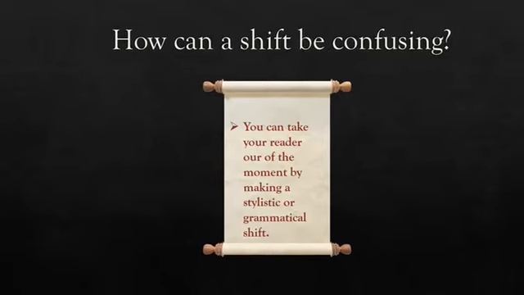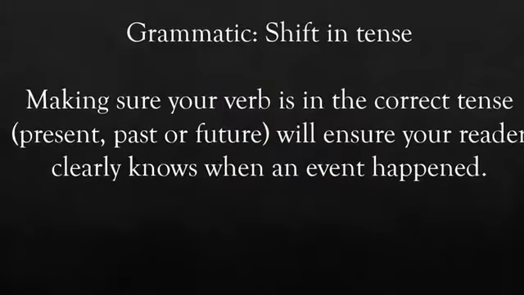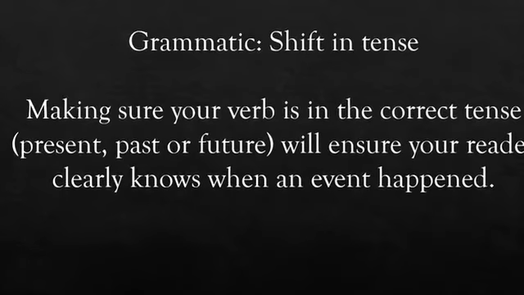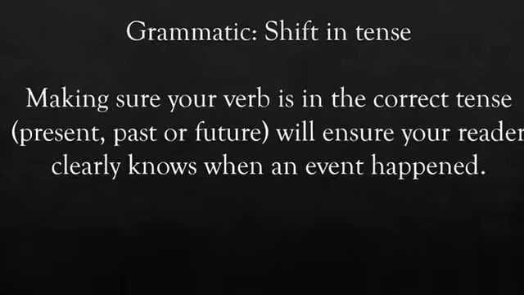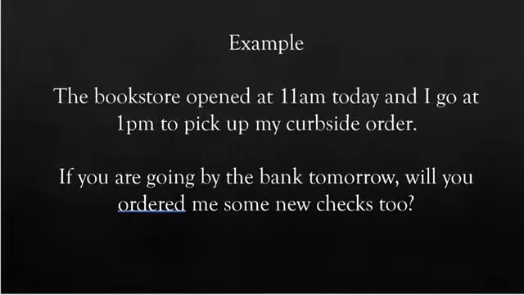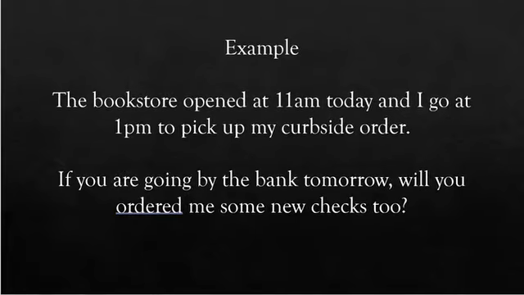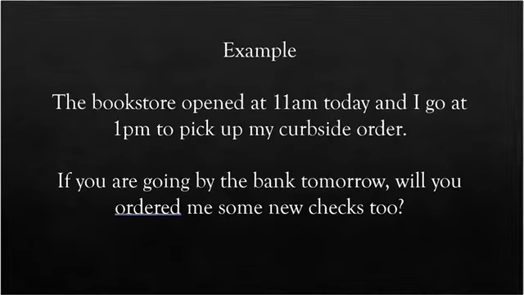So the first grammatical shift we're looking at is a shift in tense. You want to make sure that your verb is in the correct tense, whether it's present, past, or future, to ensure that your reader clearly knows when an event happened. So let's look at some examples. The first one is, the bookstore opened at 11 a.m. today, and I go at 1 p.m. to pick up my curbside order.